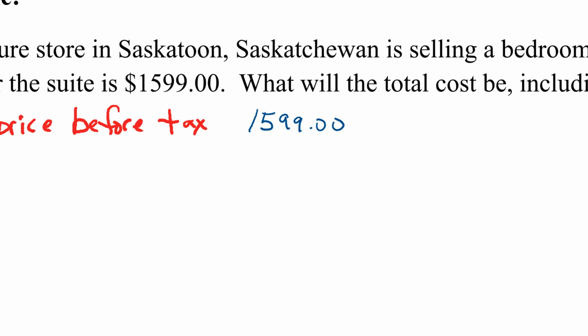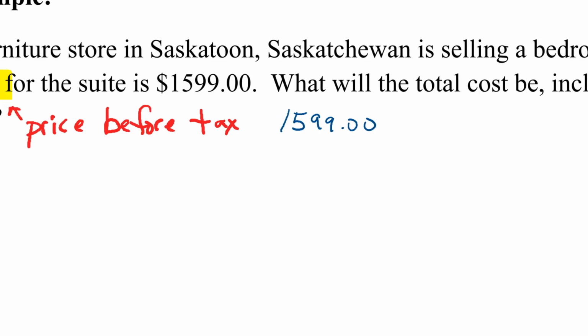Now there's two taxes to figure out. It doesn't matter which order we do it. Why don't we start off with the GST first? So the GST is going to be 5% of $1,599.